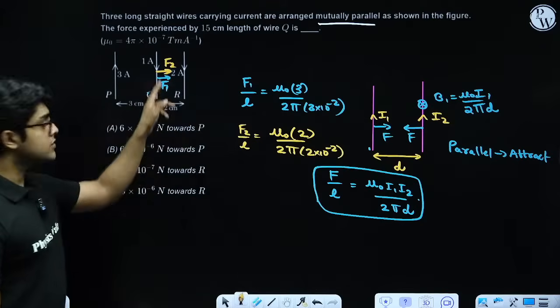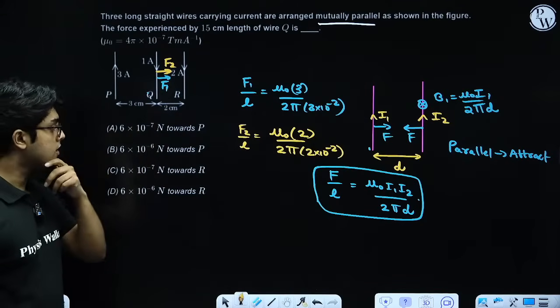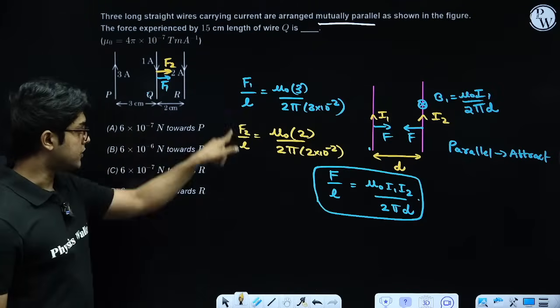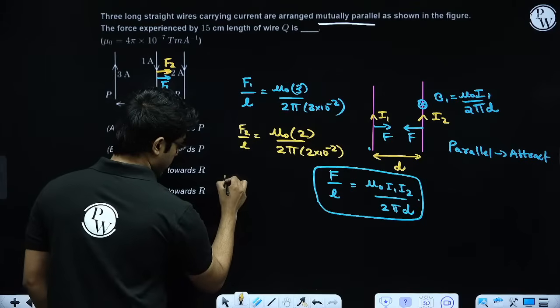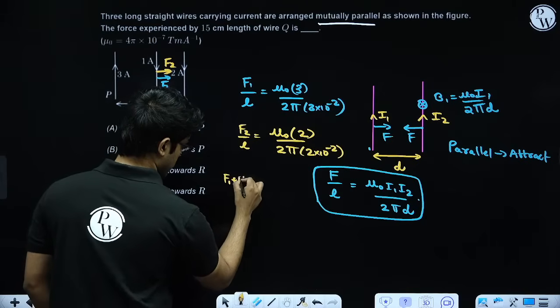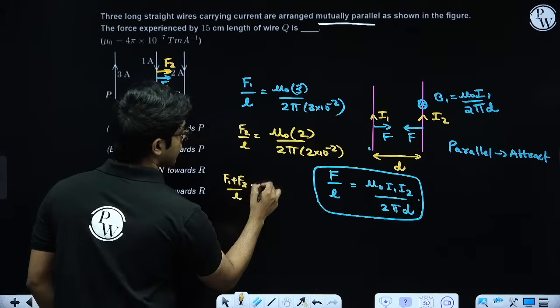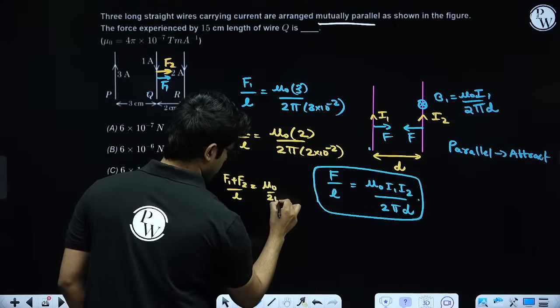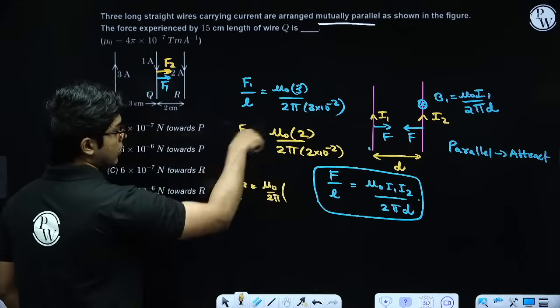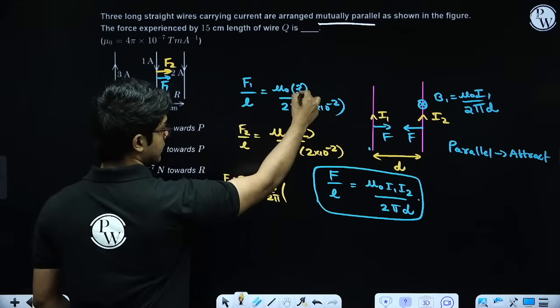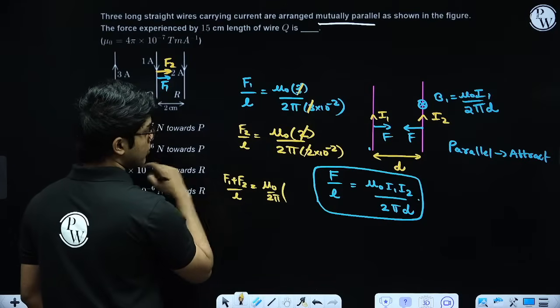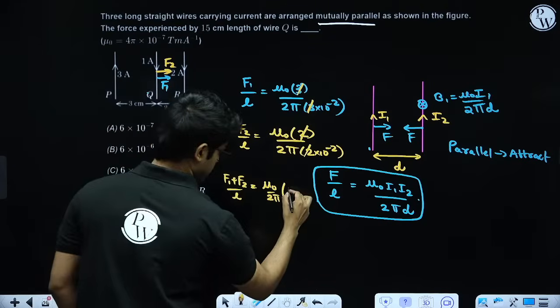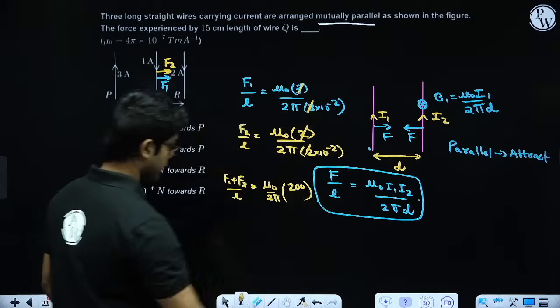Now because the two forces are in the same direction, the net force will be the sum of these two, F1 plus F2 divided by L. If I take mu naught by 2 pi common, this 3 cancels out and this 2 cancels out. So basically 100 plus 100, which is 200.